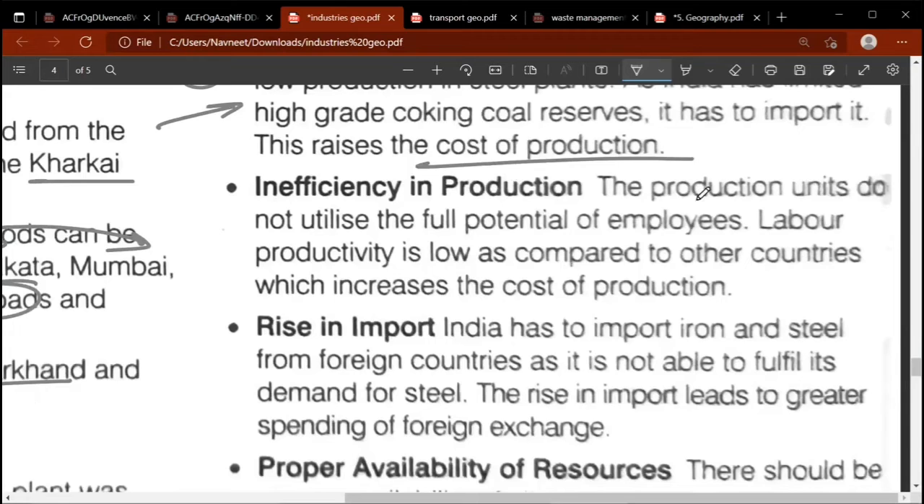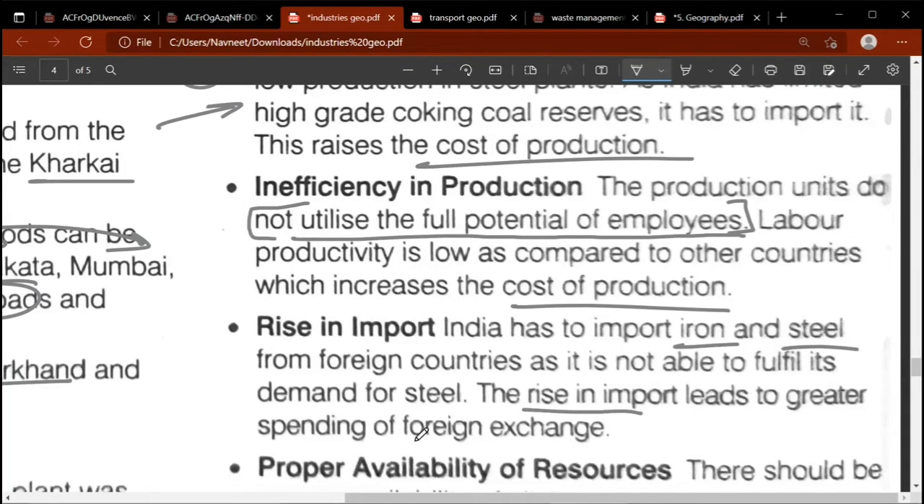Inefficiency in production. The production units do not utilize the full potential of employees. Labor productivity is low as compared to other countries, which increases the cost of production. So everywhere you can see the cost of production rises due to these disadvantages. Rise in import. India has to import iron and steel from foreign countries as it is not able to fulfill its demand for steel. This rise in import leads to greater spending on foreign exchange.